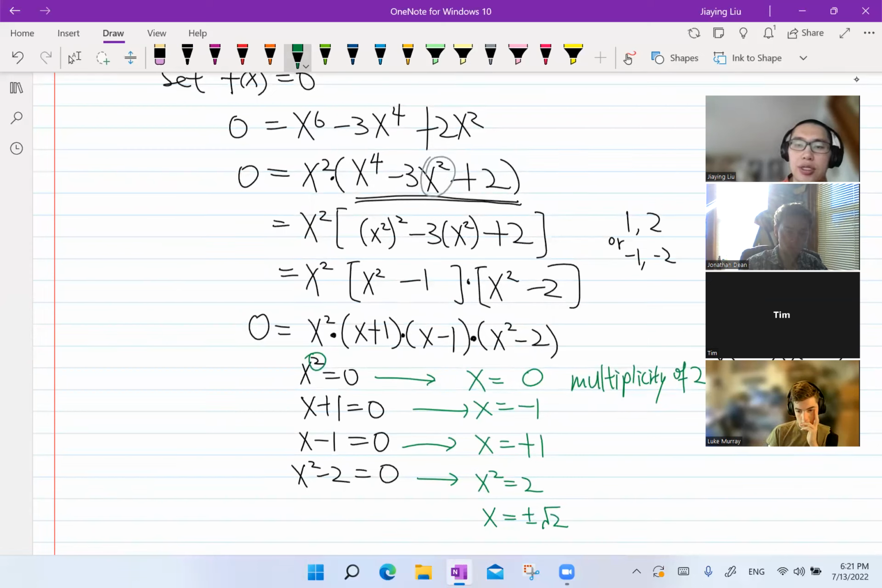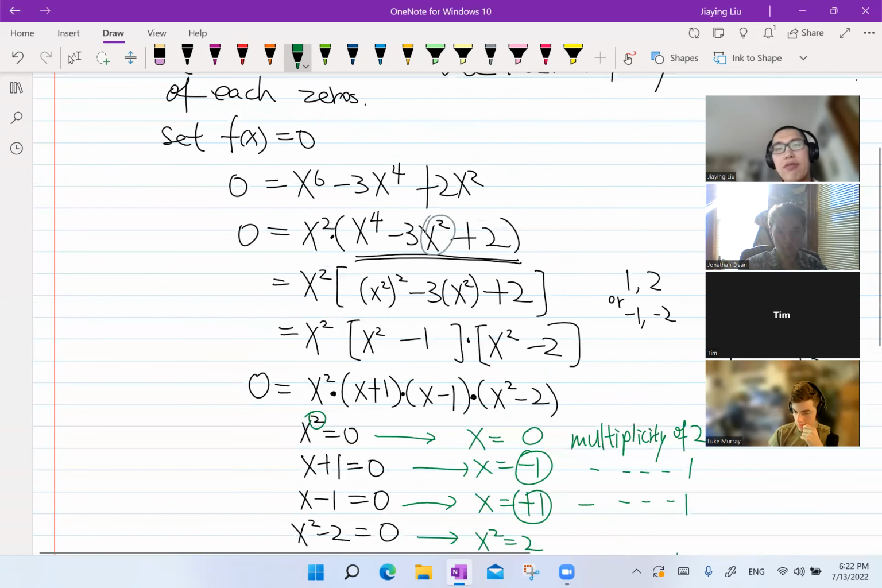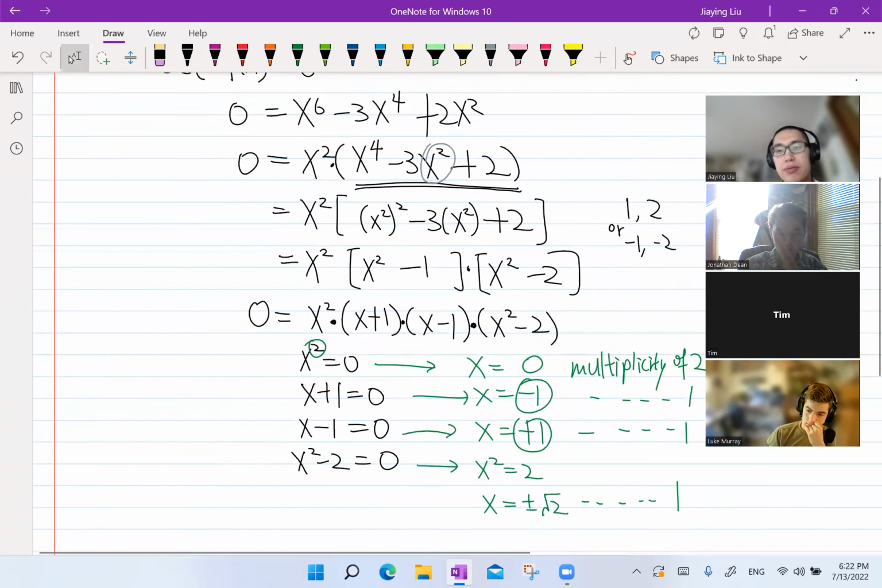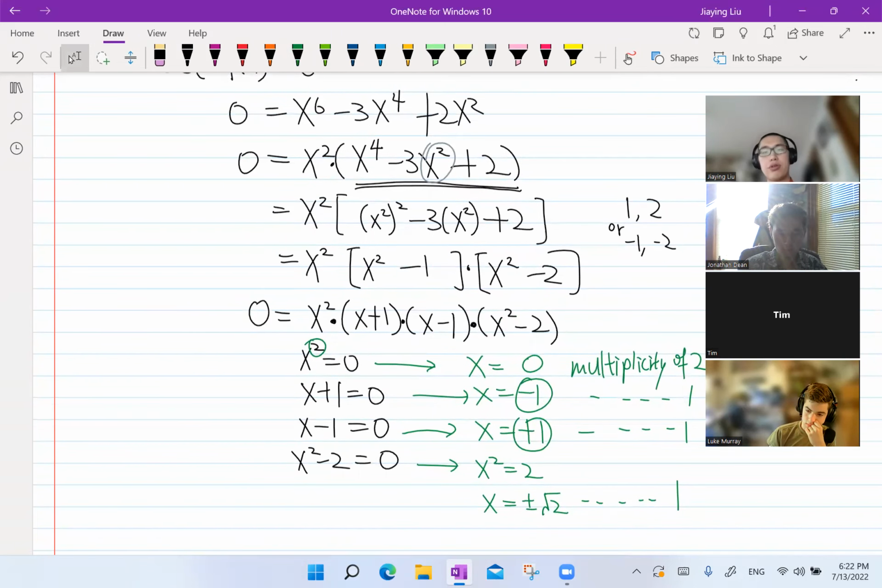So those are: x equals -1 has a multiplicity of 1, and x equals +1 also has a multiplicity of 1. x equals plus minus square root of 2 again have a multiplicity of 1. So this function, this example I gave you, has 5 x-intercepts, or 5 zeros, if we think in that way. Now, if we count repeated zeros as separate zeros, we actually have 6 zeros. All right, any questions?